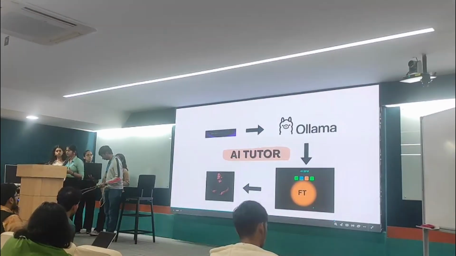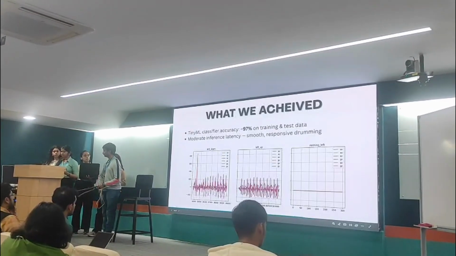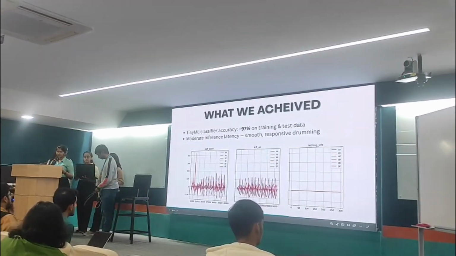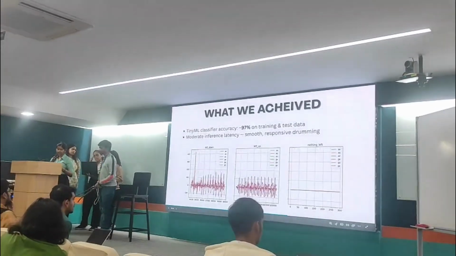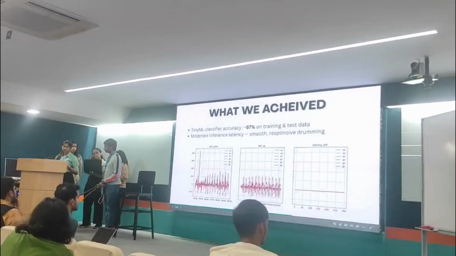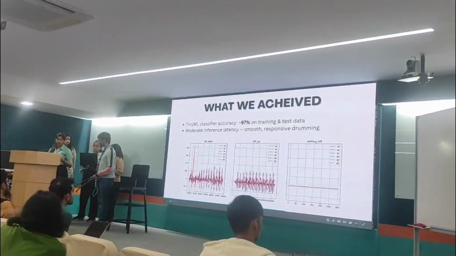So now we'll look at a few of our results. We have achieved 97% accuracy on training and testing data. There is also moderate inference latency, resulting in smooth and responsive drumming.